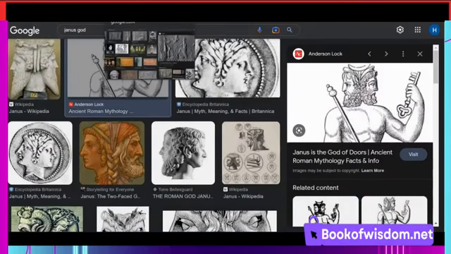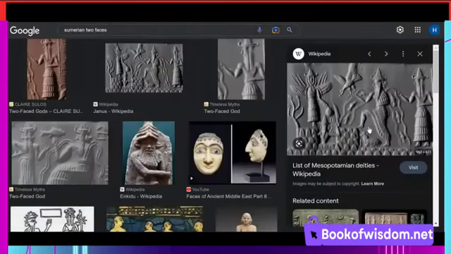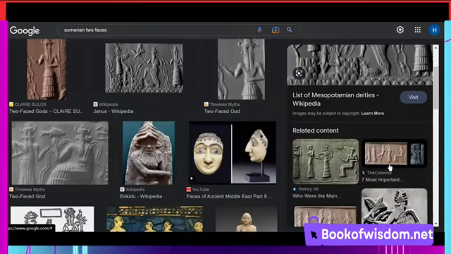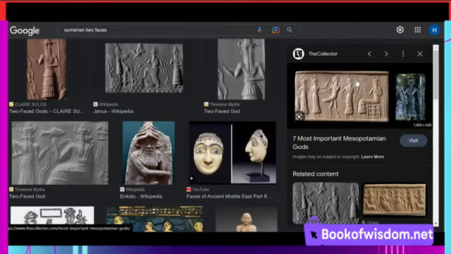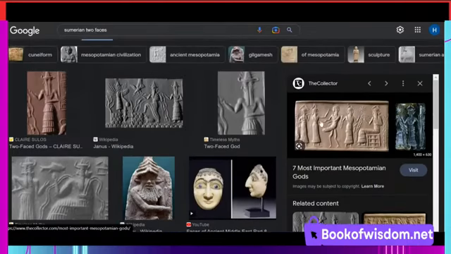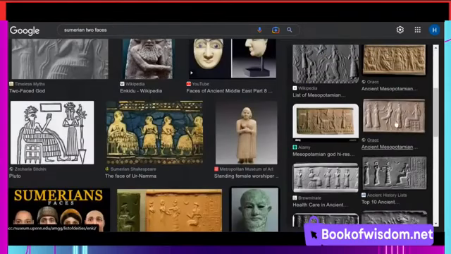Now we have the Sumerians, the Anunnaki, and they are always depicted with two faces. Why do they have the two faces? Because they're symbolizing doorways, and the Anunnaki come to Earth through doorways and portals. So these are what these gods are symbolizing in their artwork. But they always have the 8-pointed star. What is the 8-pointed star?